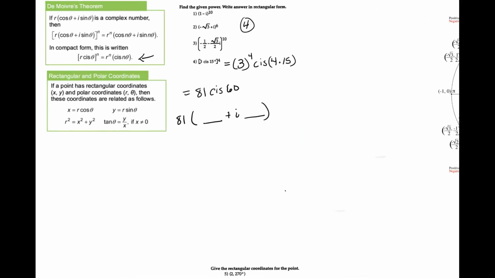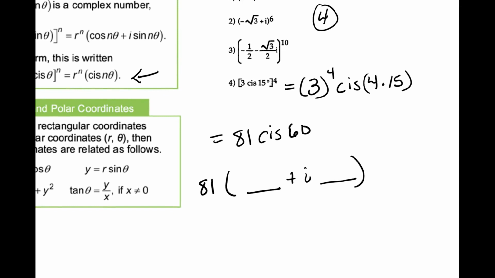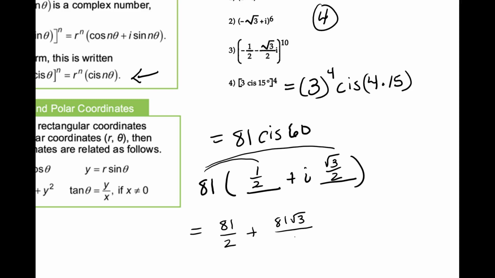We're going to zoom out. We're going to go back. We're going to zoom in right over here for you. And we're going to fill in what it is that we know. We know this is 1/2. And we know this is the square root of 3 over 2. And now all we have to do is distribute, just like that. We're going to end up with 81 over 2 plus 81 square root of 3 over 2 times the imaginary unit i. And that's what we're left with because we can't reduce any of this.